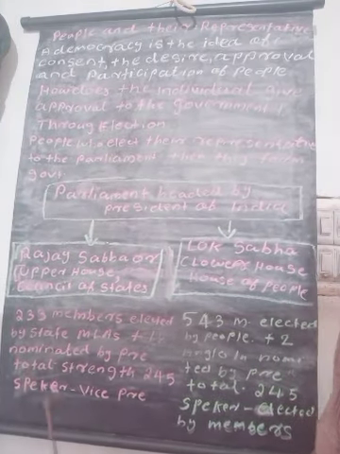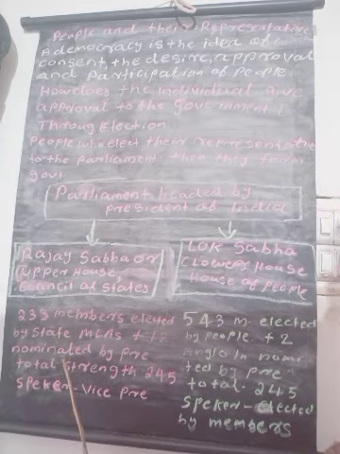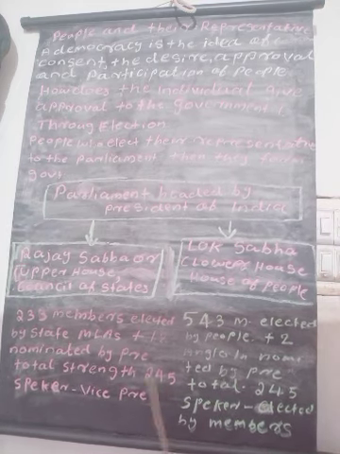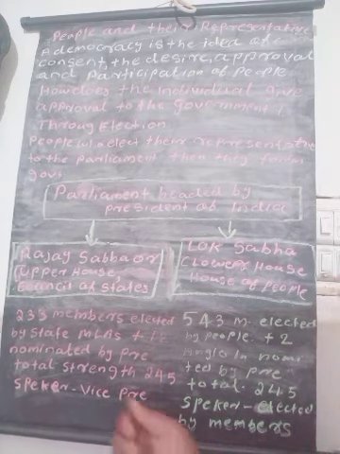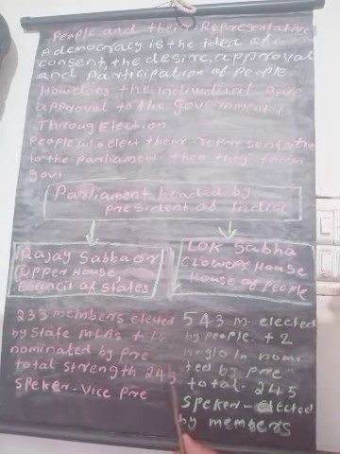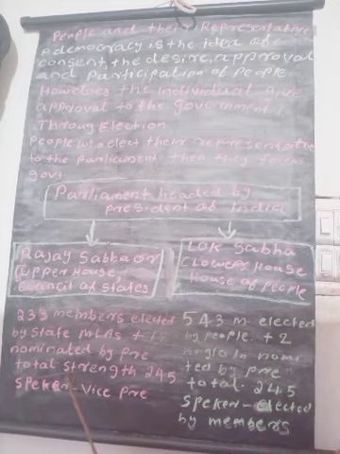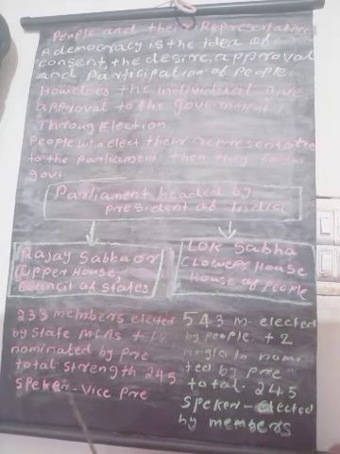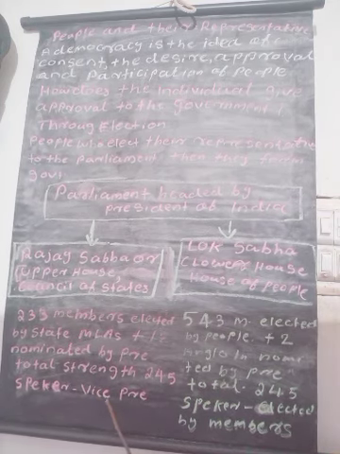The maximum number of members of Rajya Sabha is 245. 233 members are elected by the state MLAs and 12 members are nominated by the president, so the total strength is 245. The person controlling the Rajya Sabha is known as the speaker, and that speaker is the vice president. The vice president is in control.